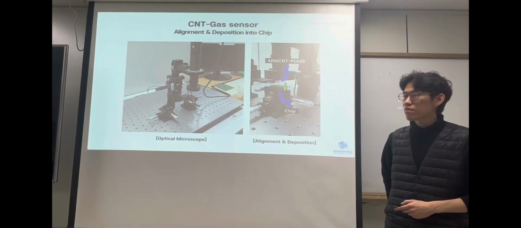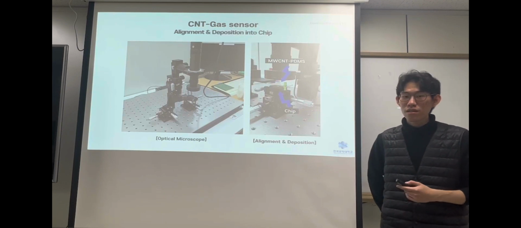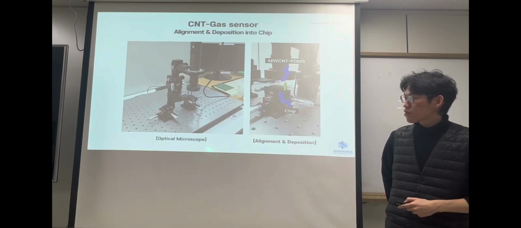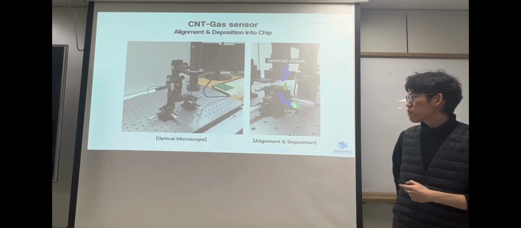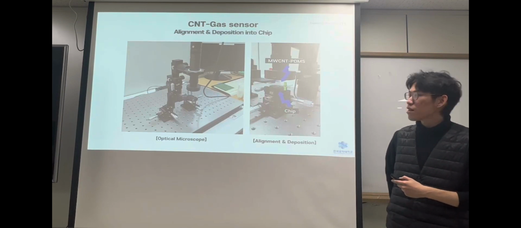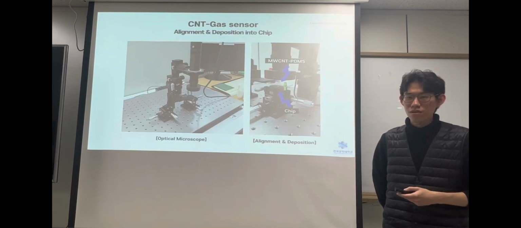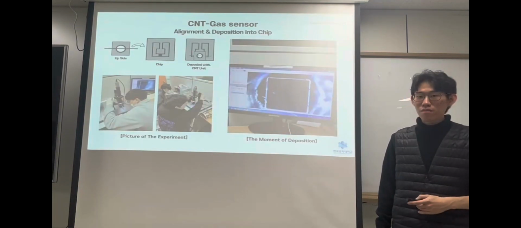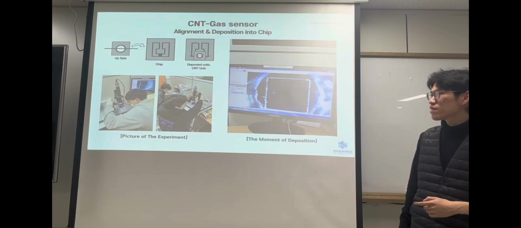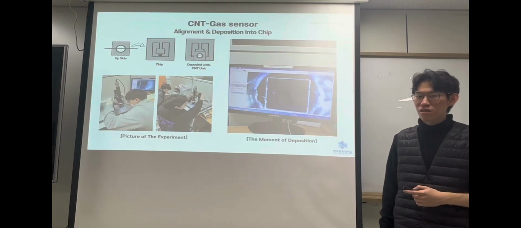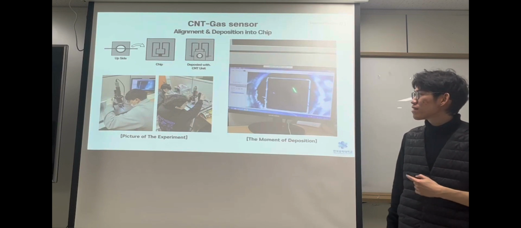Our goal in this step is to align the chip's electrode and the unit exactly in the correct orientation. We used an optical microscope to achieve this, with the chip on the bottom and the unit placed on the top, with CNT facing down onto the chip's electrode. This picture is our experiment moment. The right picture shows the moment of attachment, with the unit's hole aligned properly outside of the square electrode.